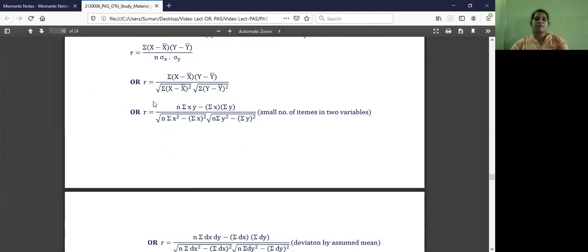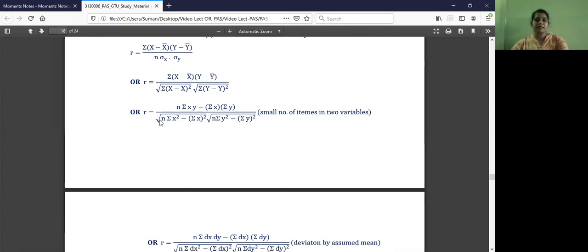So this is a very important formula for finding the correlation coefficient. Small r is equal to summation x minus x bar into y minus y bar, divided by under root summation x minus x bar whole square and under root summation y minus y bar whole square. This is the first formula.